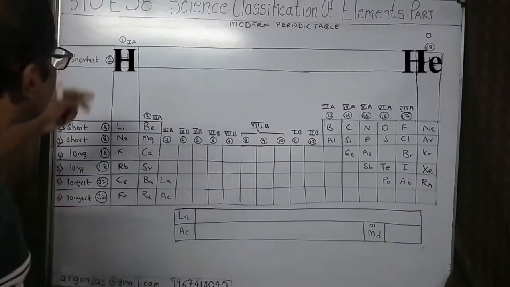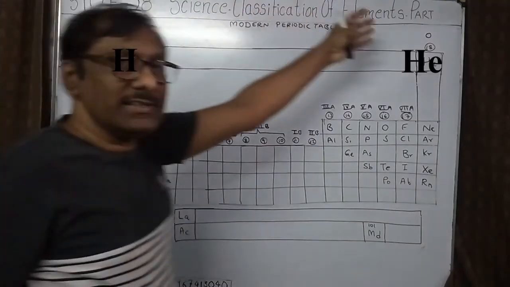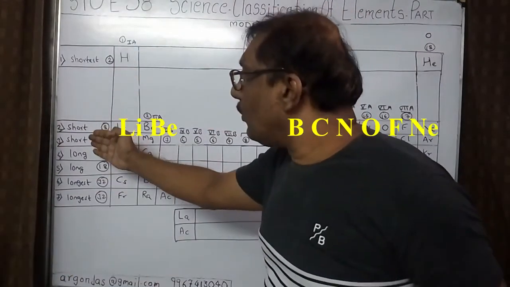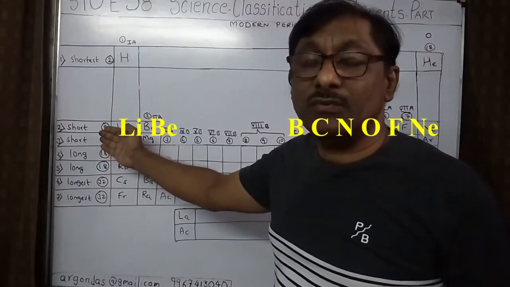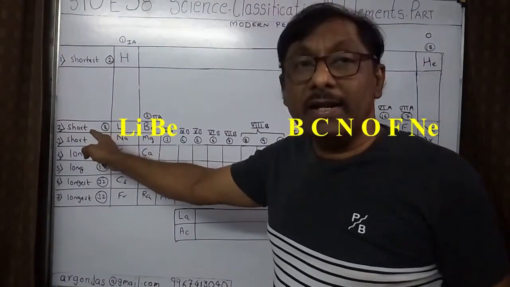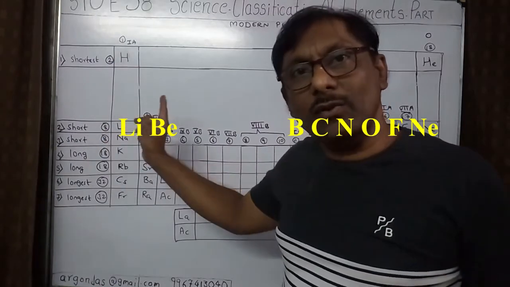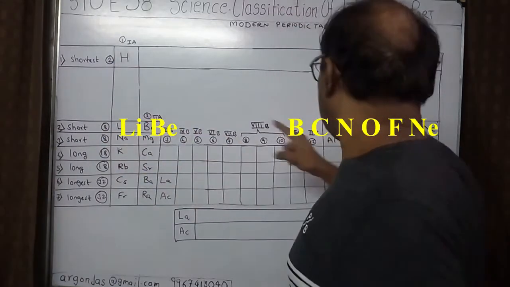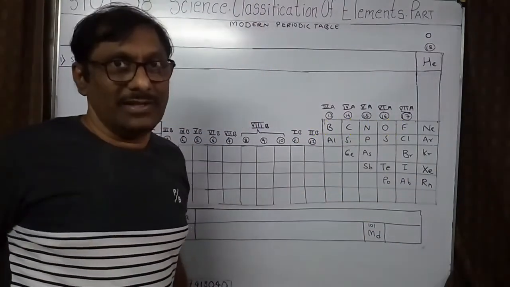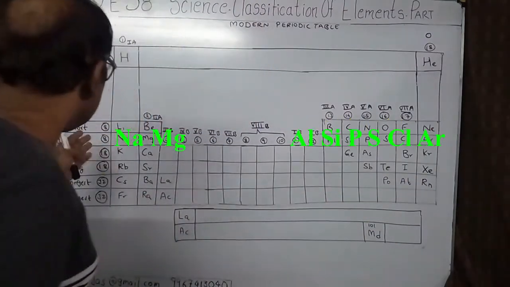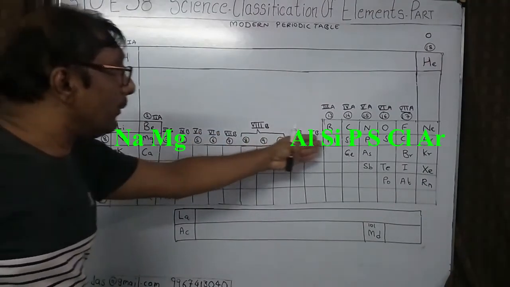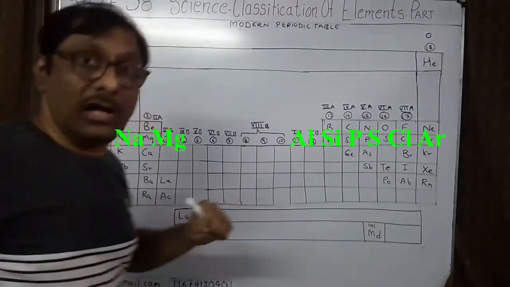But let's first understand this: hydrogen, and the second one is helium. Understood? 2 elements. The second row, that is the period, now henceforth we say period, not row. The second period is a short period that will contain only 8 elements: lithium, beryllium, boron, carbon, nitrogen, oxygen, fluorine, and neon. And the third period will contain sodium, magnesium, aluminum, silicon, phosphorus, sulfur, chlorine, and argon.